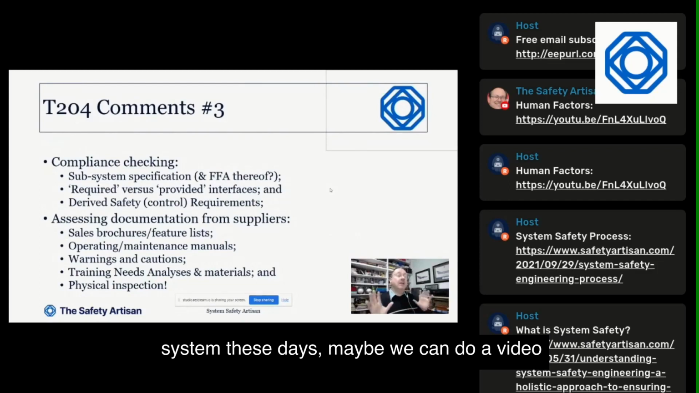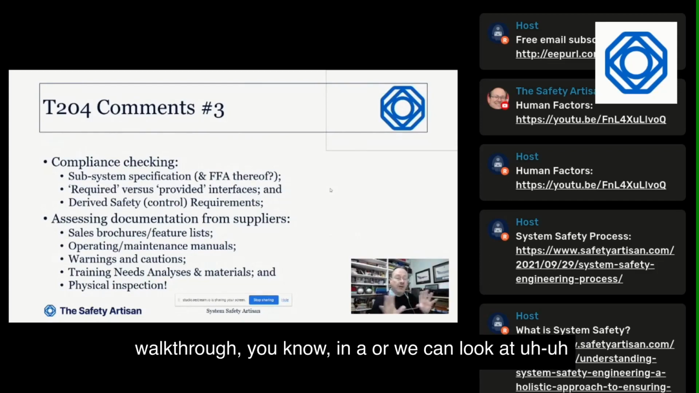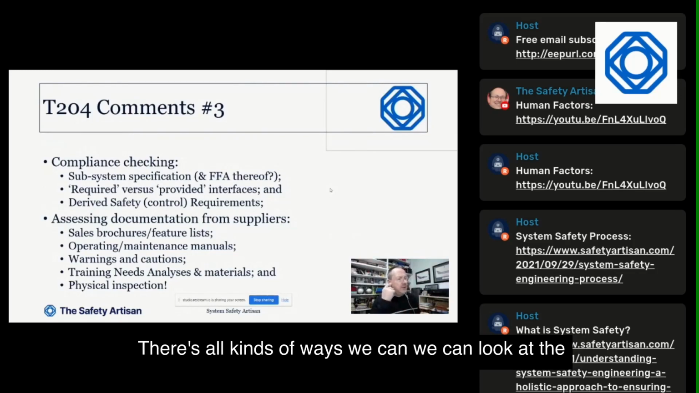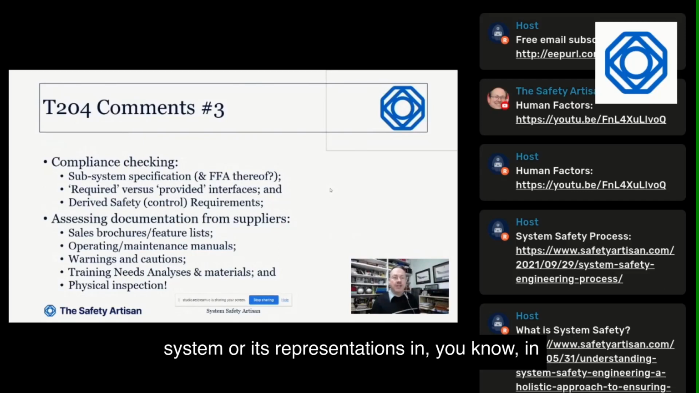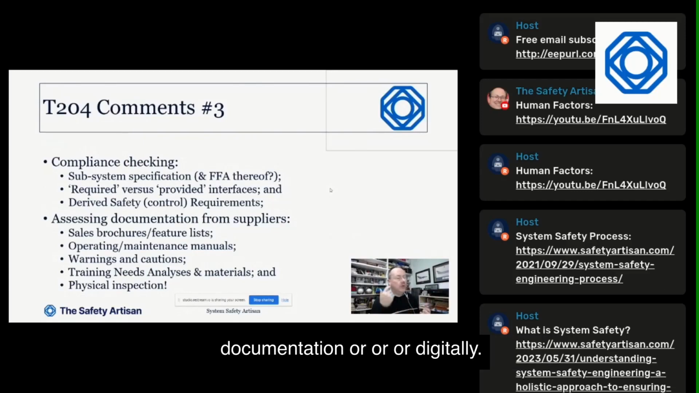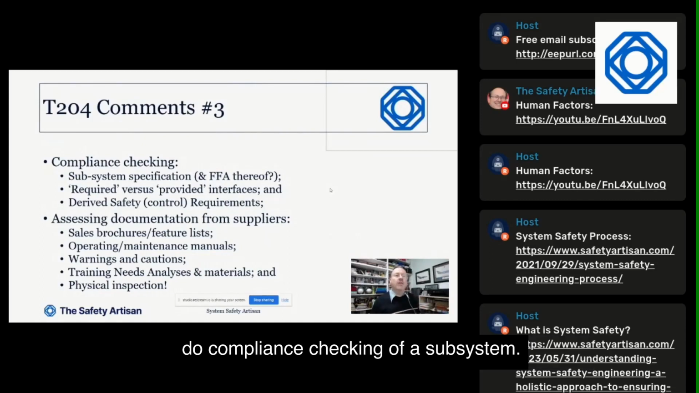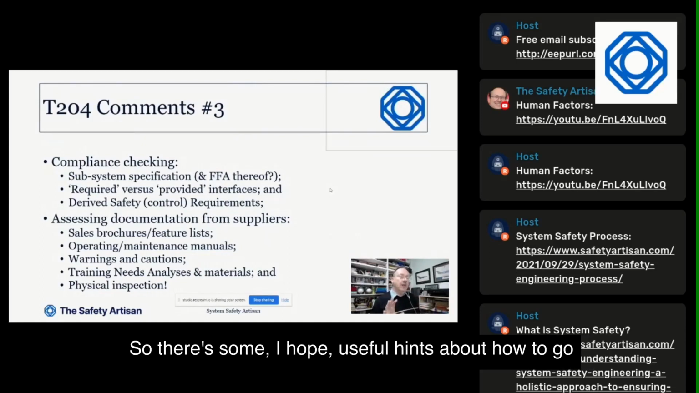These days, maybe we can do a video walkthrough, or we can look at computer design, CAD CAM, or a virtual walkthrough. There's all kinds of ways we can look at the system or its representations in documentation or digitally. So there's lots of ways to do compliance checking of a subsystem. So there's some, I hope, useful hints about how to go about this process, what you need to do and how you might do it.